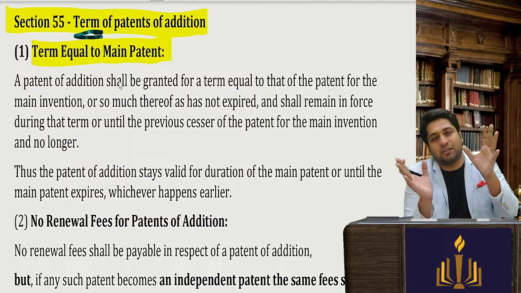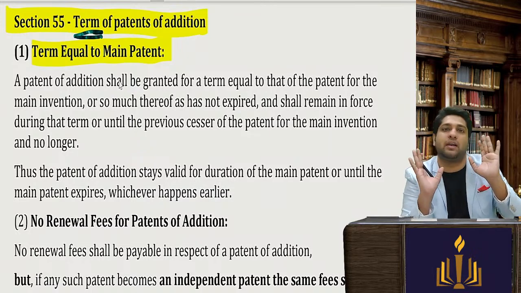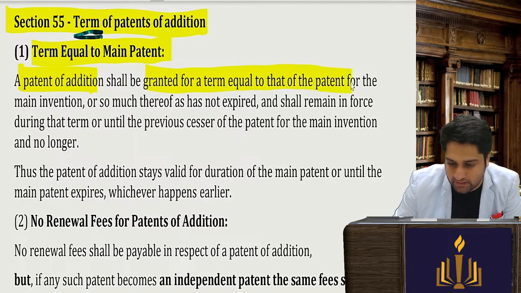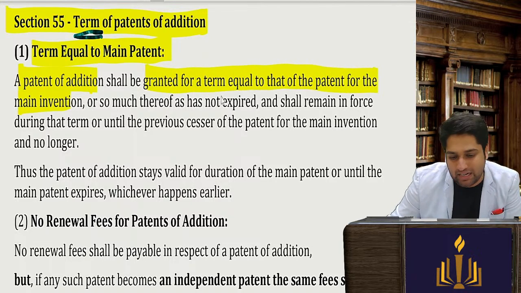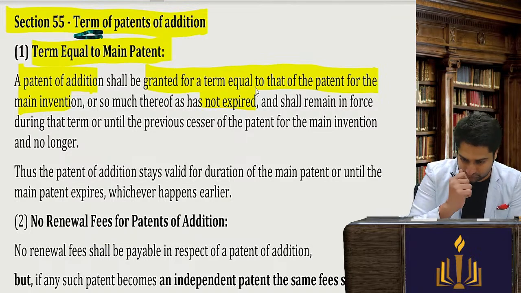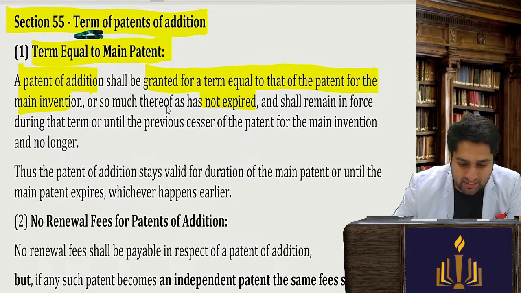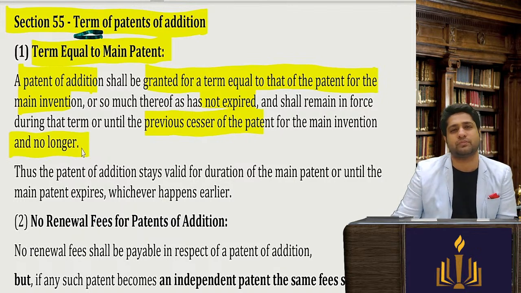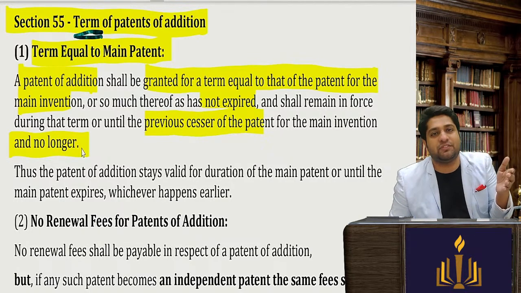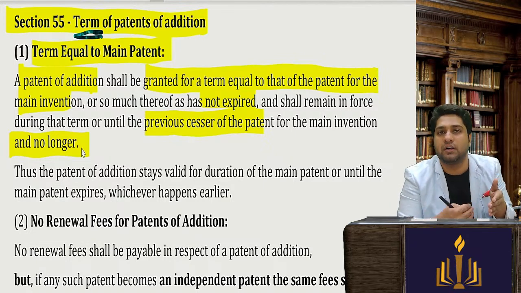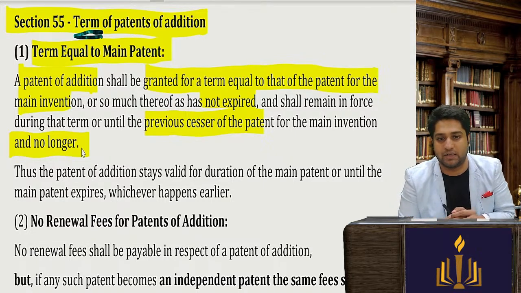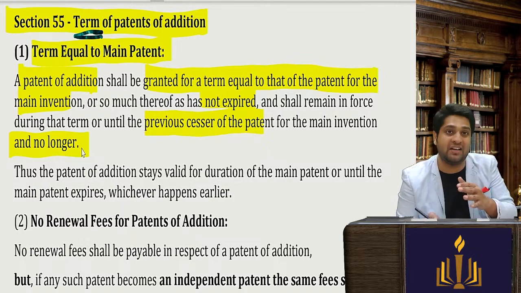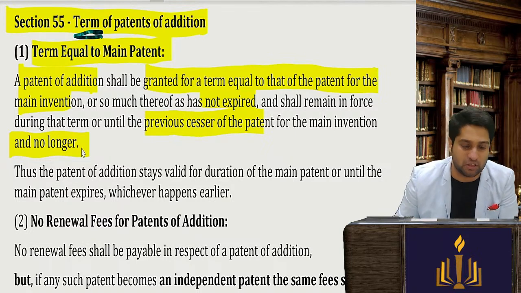It's just a feature, right? So the main invention is one and only. A patent of addition shall be granted for a term equal to the patent for the main invention unless it is expired earlier, or until the expiry of the patent for the main invention, and no longer. So again, if the main invention terminates, even the improvement modification will terminate. It's just kept equal. It cannot end earlier or later, it ends equally.